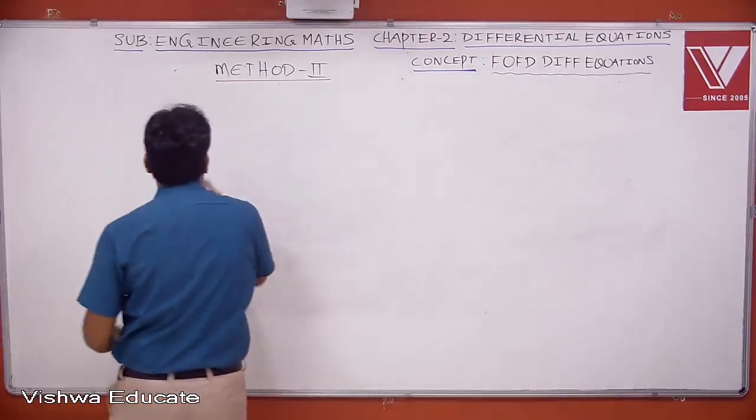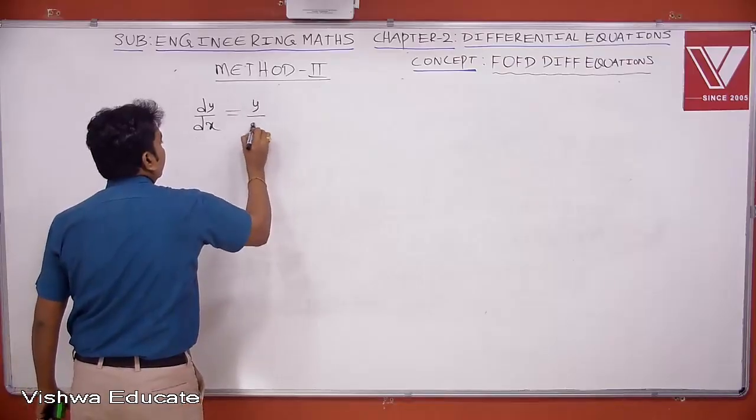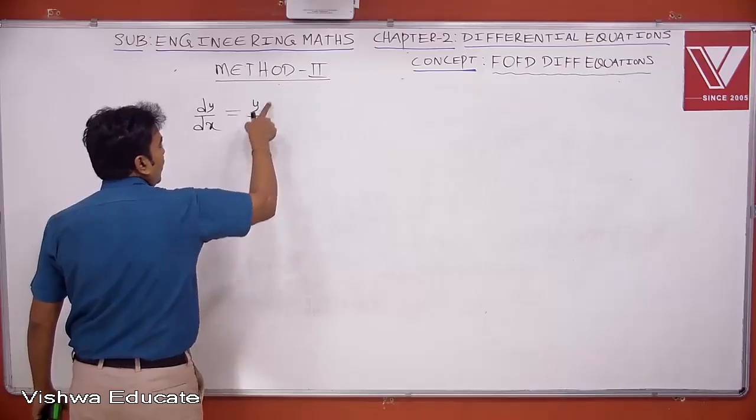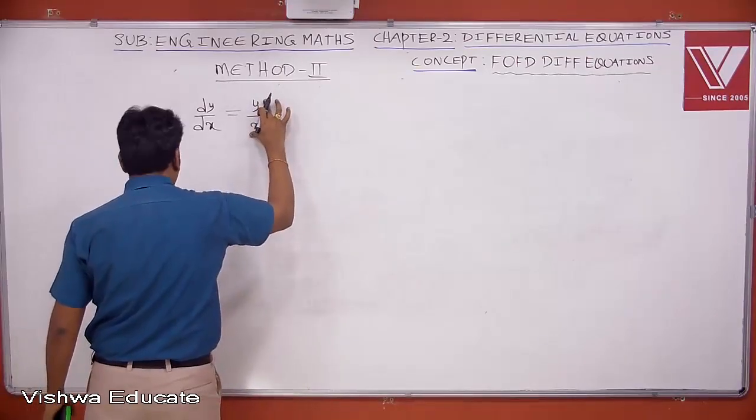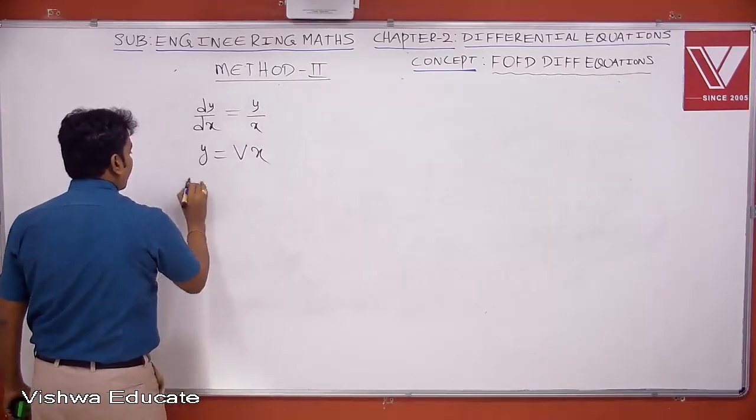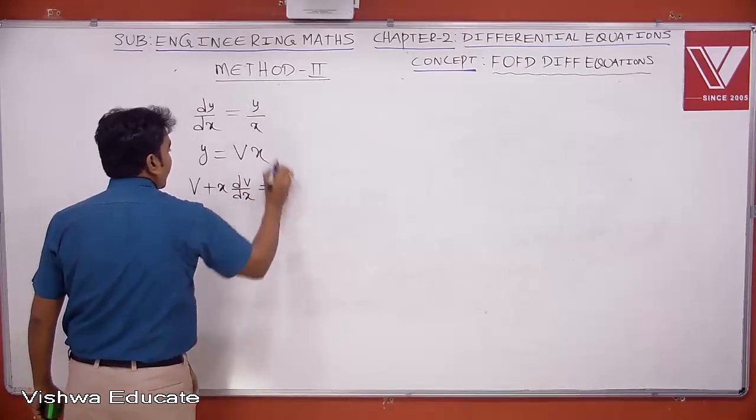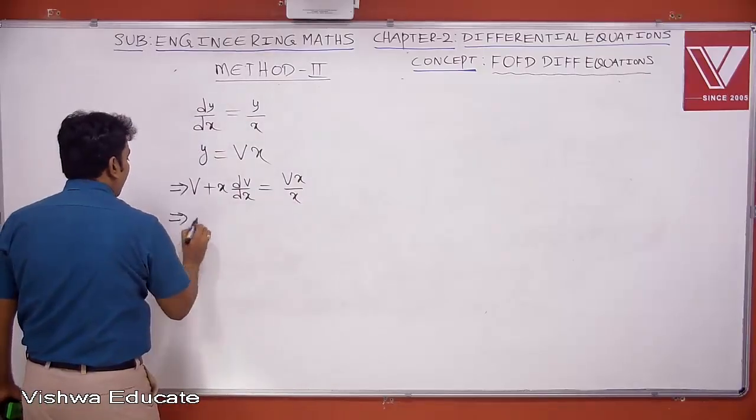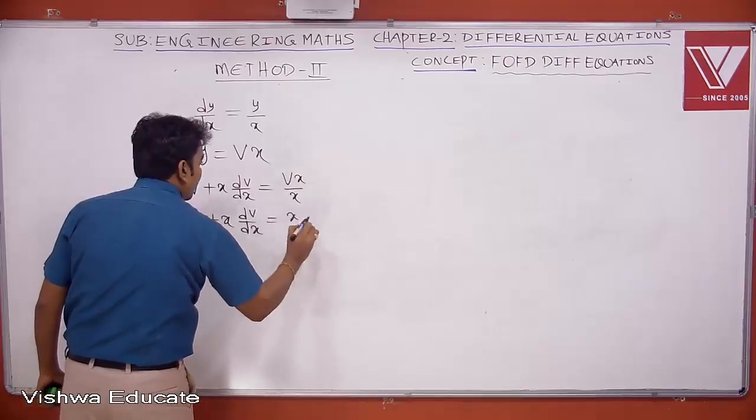Suppose my equation is dy by dx equal to y by x. So it is a homogeneous function of degree 0. Power of y is 1, power of x is 1. Both are homogeneous functions, numerator and denominator. So combinedly, it is a homogeneous function of degree 0. So take y equal to vx. Therefore, this dy by dx becomes v plus x into dv by dx equal to vx by x. So this implies v plus x into dv by dx equal to v.